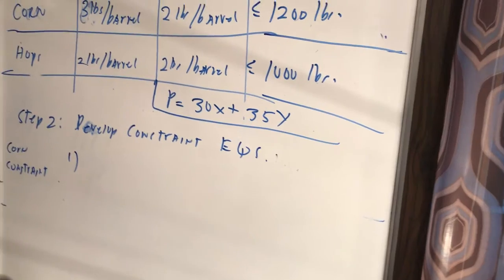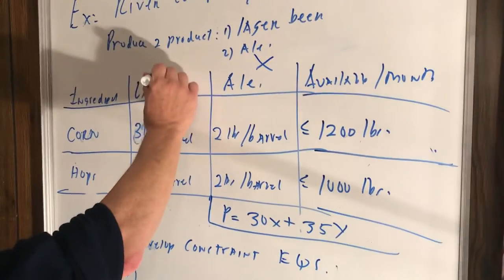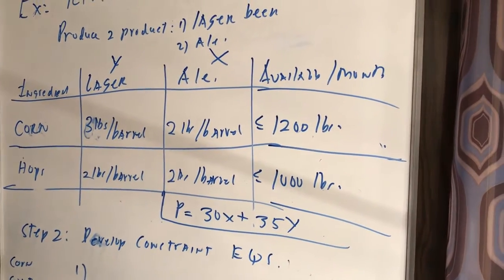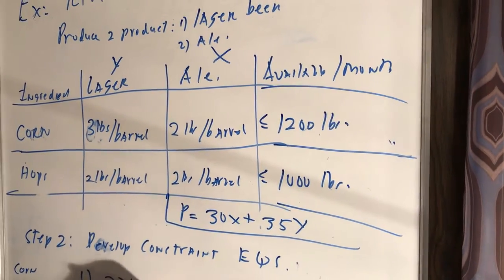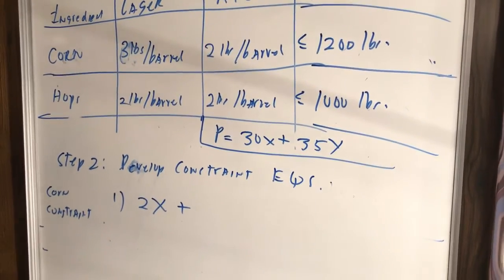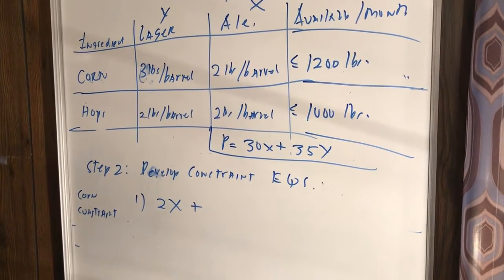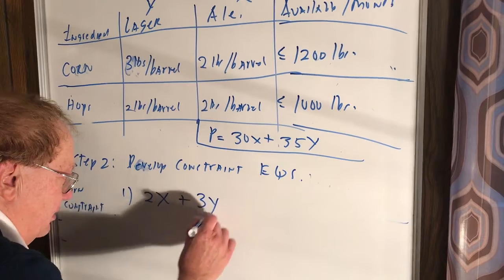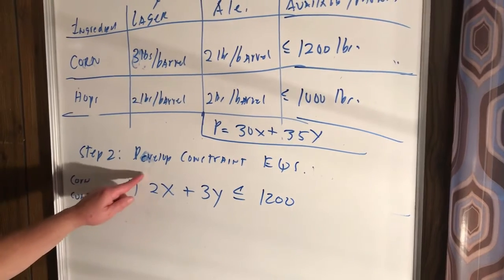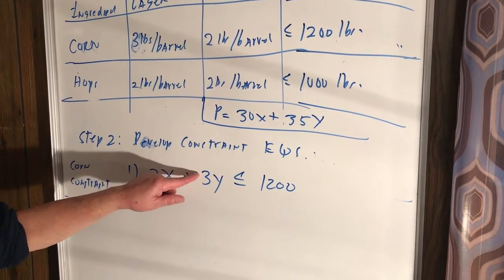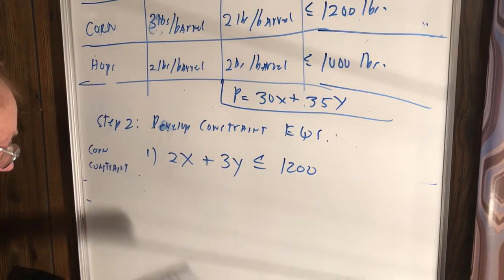That would be equation 1. Well, 3 pounds per barrel of lager. So this is, ale is X and lager is Y, right? That's how I defined it. So I got 2 pounds per barrel times the number of barrels of X, plus 3 pounds of corn per barrel of lager times the number of barrels, so 3Y. That's going to be less than or equal to 1,200 pounds. Pounds per barrel times number of barrels is pounds. Okay, so 2X plus 3Y.